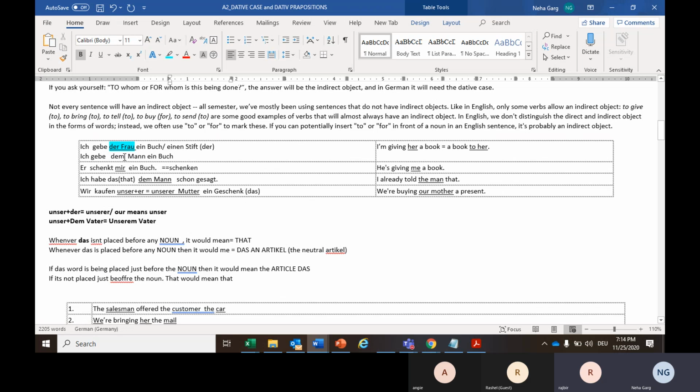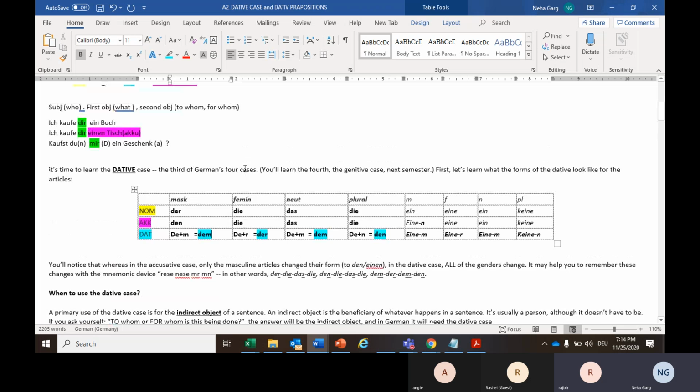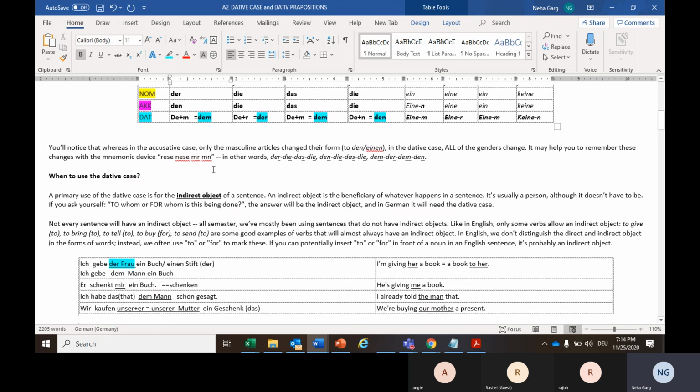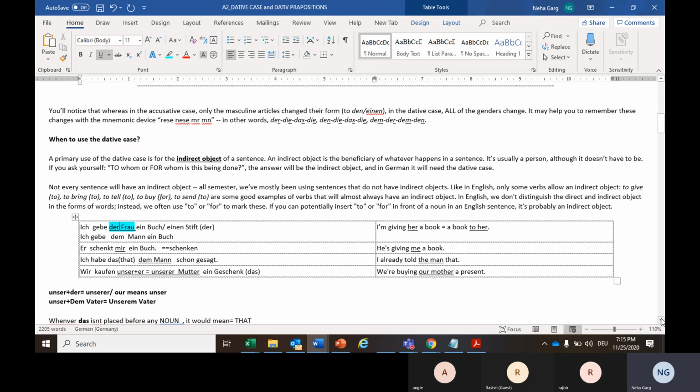Ma'am, der and dem, are these words the dative case, or is Frau or Mann the dative case? So Frau and Mann, they are dative cases. These are just der and dem. These are just dative definite articles. They are not the dative cases. They are the articles in dative. This is not an object. A man, a person, or anything can be your first object, second object, right? So an article cannot be an object. Got it. Now, Rachel, your turn.